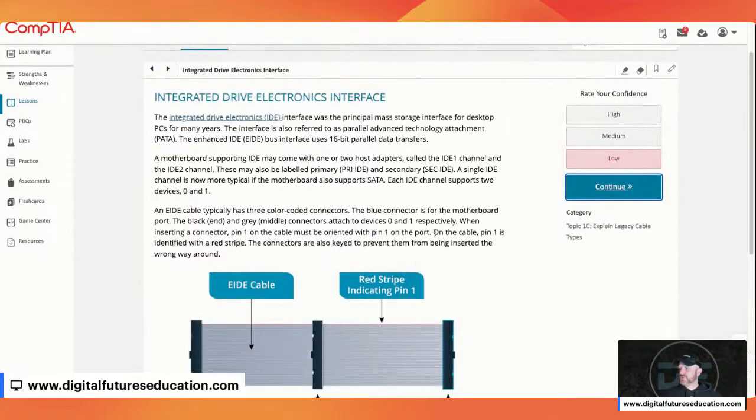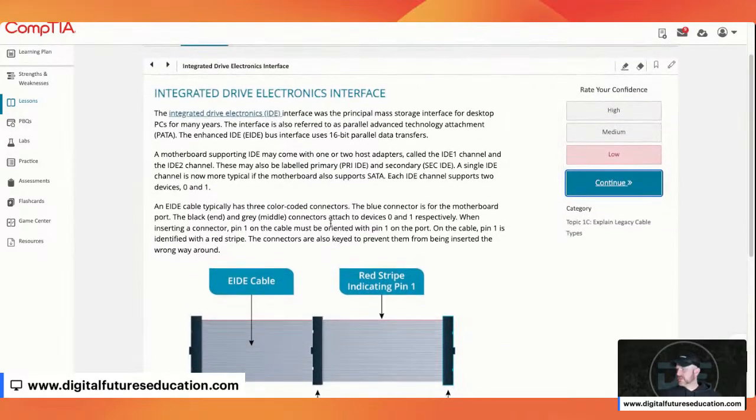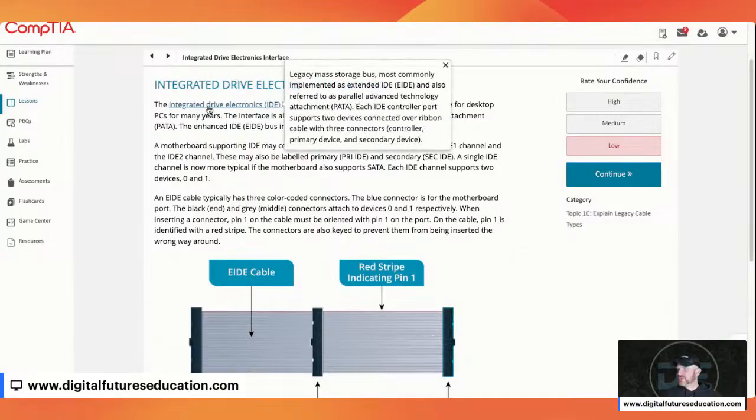And then we have the Integrated Drive Electronics interface. Here we have the definition: a legacy mass storage bus, most commonly implemented as Extended IDE, EIDE, and also referred to as Parallel Advanced Technology Attachment, PATA. Each IDE controller port supports 2 devices connected over a ribbon cable with 3 connectors: controller, primary device, and secondary device.